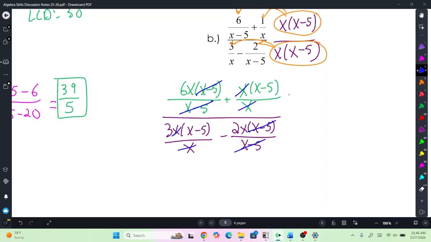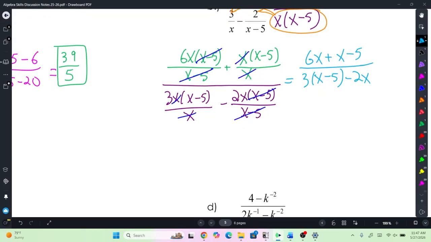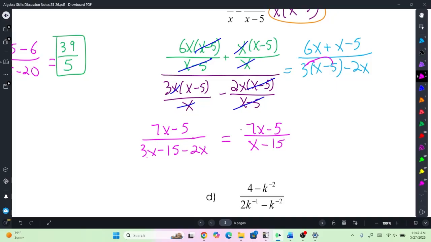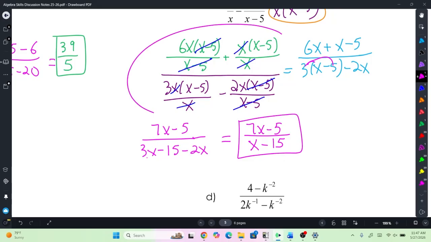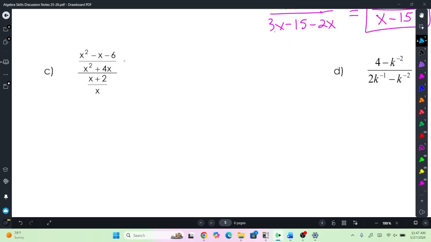So this is going to leave us with 6x plus x minus 5 over 3 times (x minus 5) minus 2x. Now we have to simplify this. 6x plus x is 7x, so we have 7x minus 5 over 3x minus 15 minus 2x, because we're distributing the 3 here. So we have 7x minus 5 over 3x minus 2x is x minus 15. So again, it looks very messy up in here, but as soon as we start canceling things off, it becomes much more manageable.